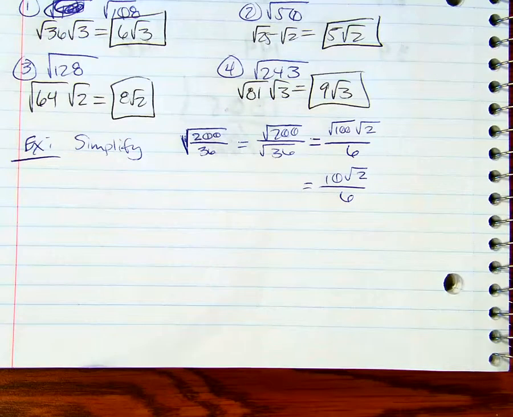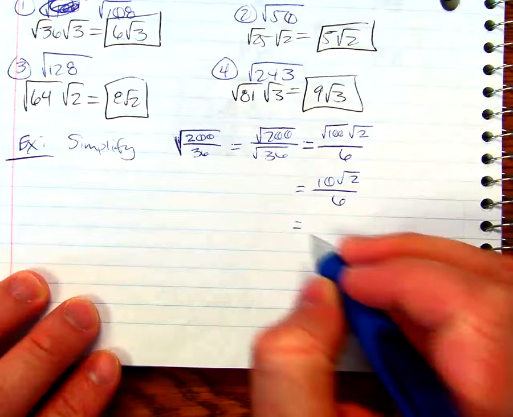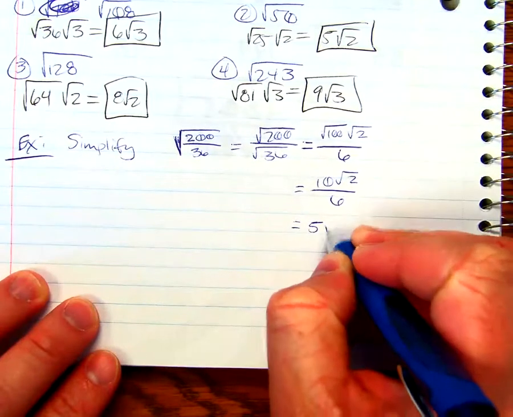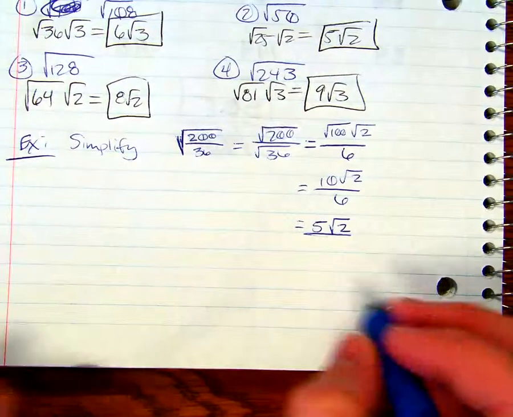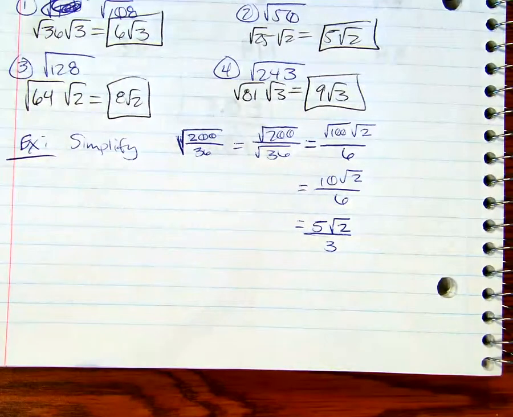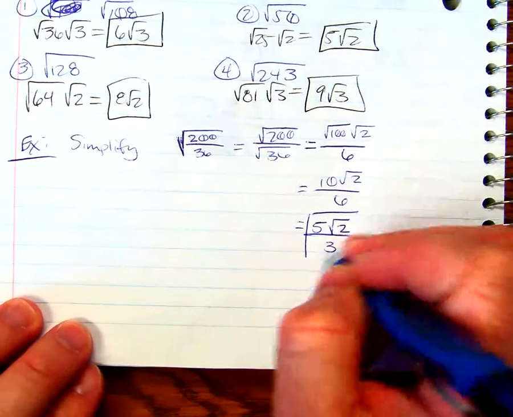Right, 2 goes into both of these. How many times does 2 go into 10? 5 times. We'll keep the square root how it is. How many times does 2 go into 6? 3 times. So we reduced the numbers that were outside, and this became our final answer.